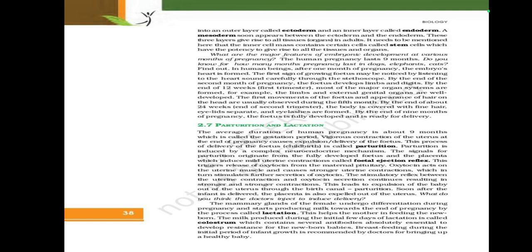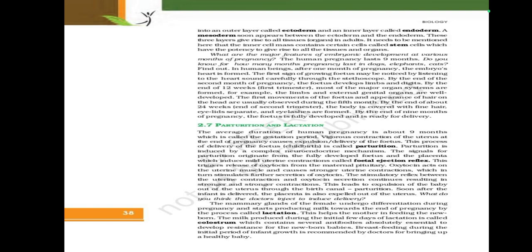By the end of 12 weeks, the first trimester, most of the major organ systems are formed. For example, the limbs and external genital organs are well developed. The first movements of the fetus and appearance of hair on the head are usually observed during the fifth month. By the end of about 24 weeks, the end of the second trimester, the body is covered with fine hair. Eyelids separate. The eyelashes are formed.